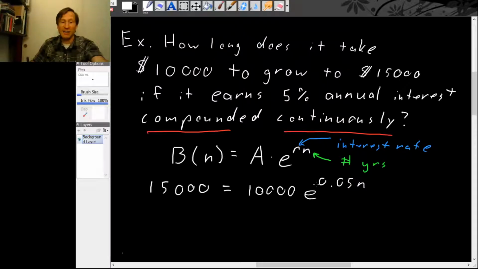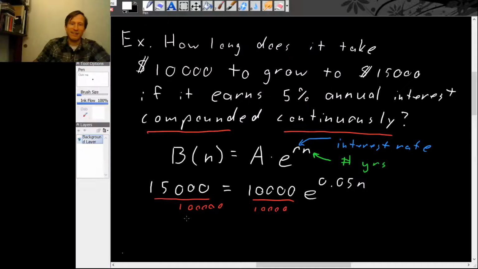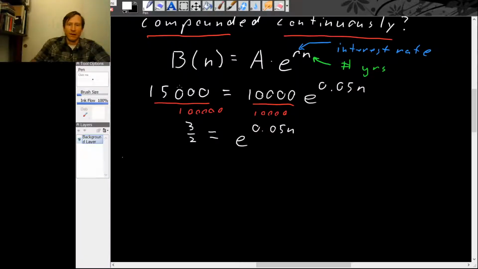First, isolate the exponential part. So we'll divide both sides by 10,000. That gives us, on the left-hand side, 3/2. On the right-hand side is e to the 0.05n. Now we've isolated the exponential part, so we're ready to take a logarithm. Since we have an exponential with base e, using the natural log seems like a good idea.